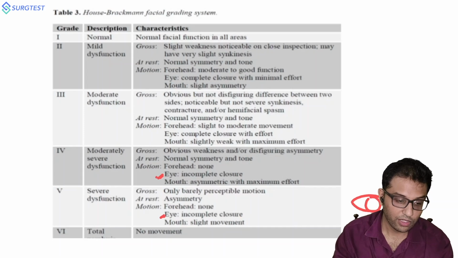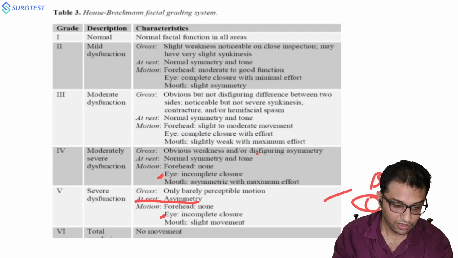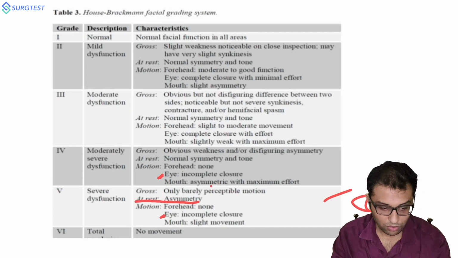So the important points to learn are that incomplete closure starts from grade 4. Incomplete closure is also present in grade 5, but we can see Bell's phenomenon also in grade 5. Asymmetry at rest starts from grade 5. So these are the important points you should remember: eye closure becomes incomplete from grade 4, asymmetry at rest comes from grade 5, and eye closure is also incomplete in grade 5, but Bell's phenomenon is present. So these are the 3-4 points. If you remember them, you can easily remember the full grading system.